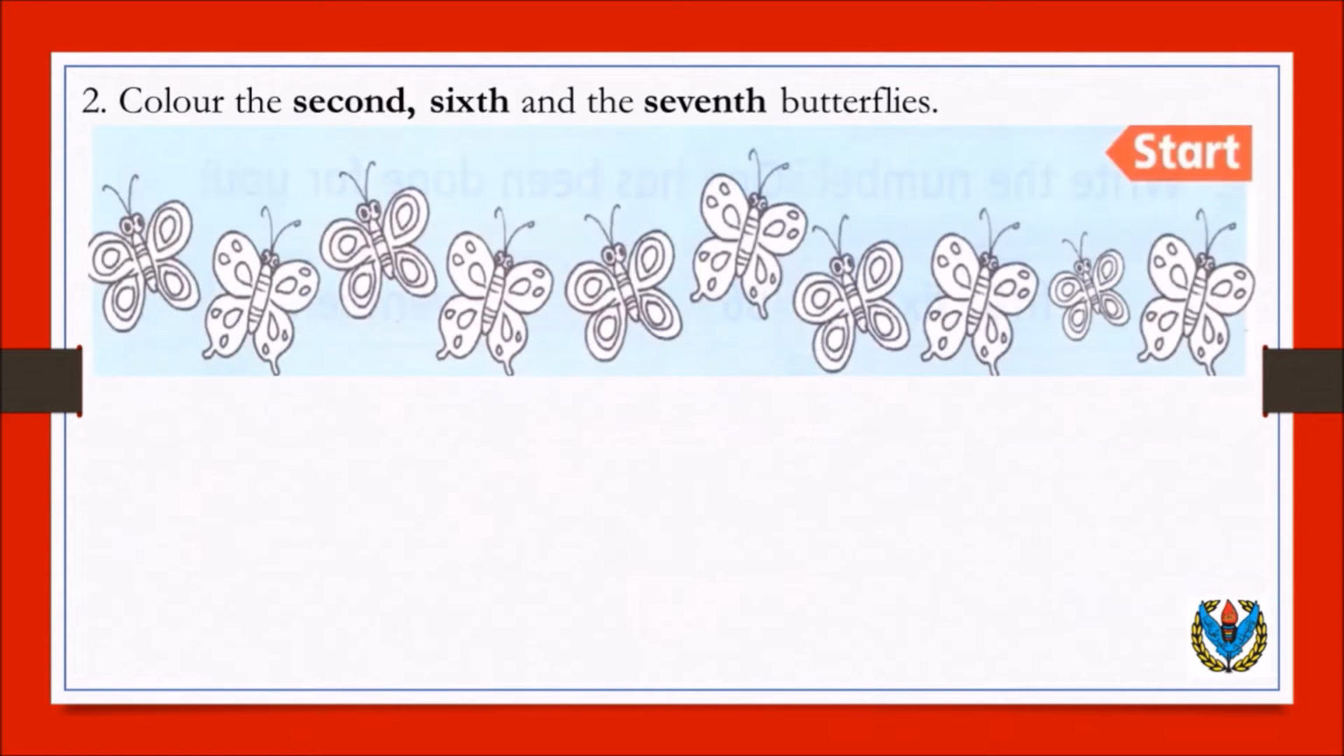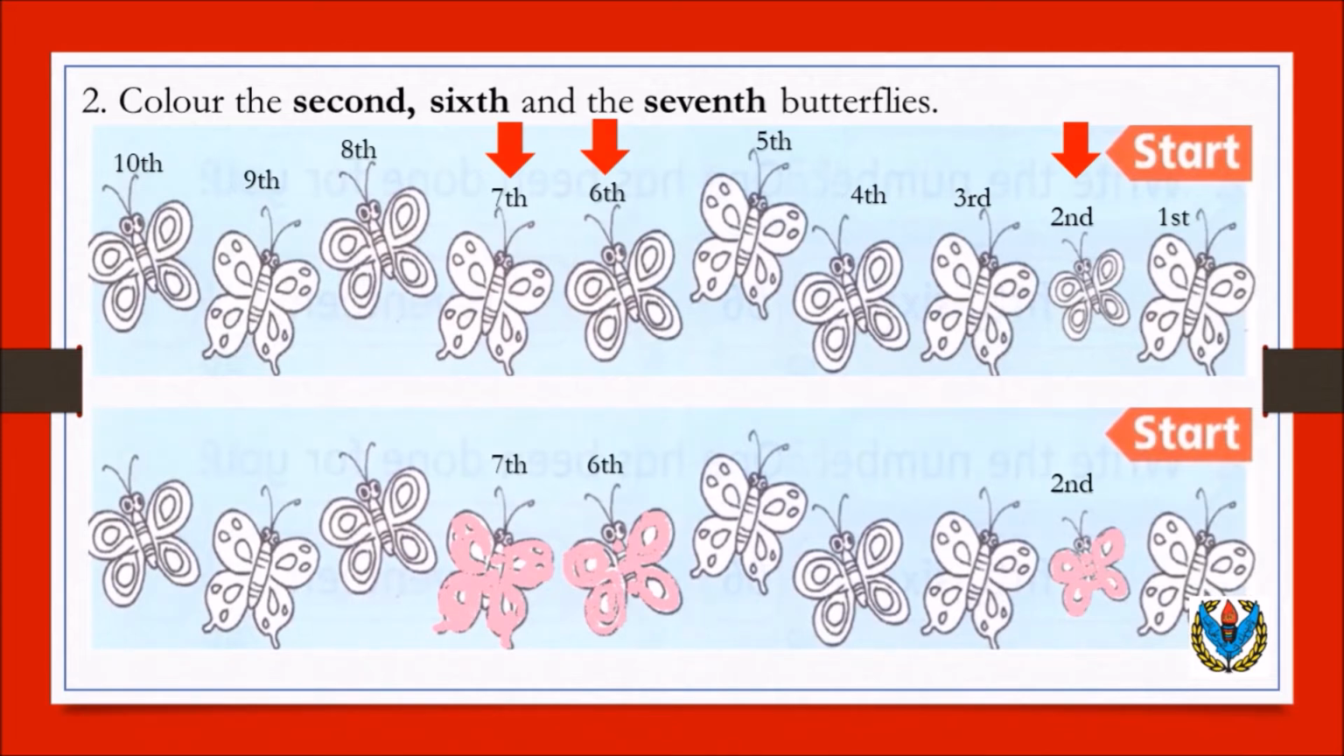Now question number 2 is colored the second, sixth, and the seventh butterflies. Start is written on your right side. So we will start counting from the right side. You also count with me. First, second, third, fourth, fifth, sixth, seventh, eighth, ninth, and 10th. Now we have to color the second, sixth, and the seventh butterfly. Here we have colored the butterflies in pink.